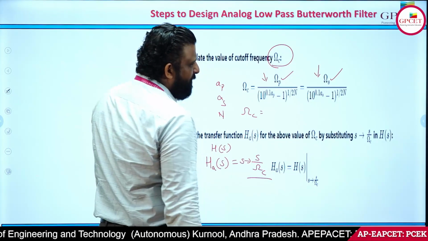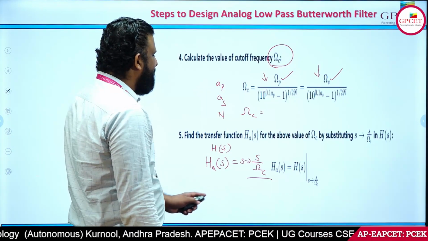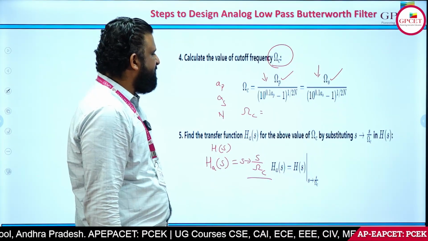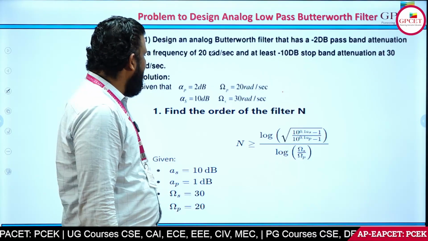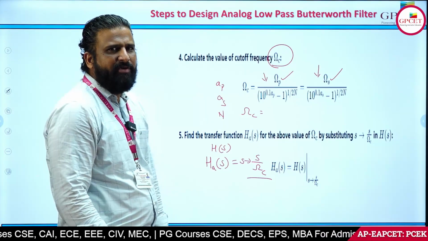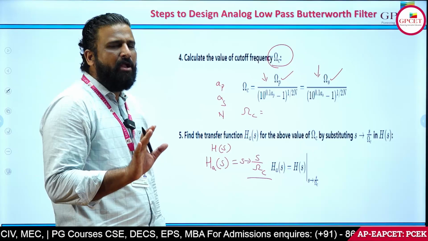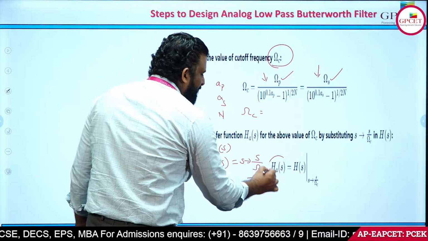Okay, by substituting s divided by omega c in the third step, I am going to get the new transfer function Ha of s. This is the main transfer function of the analog low pass Butterworth filter. Okay, and finally this is the conversion. That means what we have designed here is just the transfer function of the analog low pass Butterworth filter. So that is nothing but Ha of s.